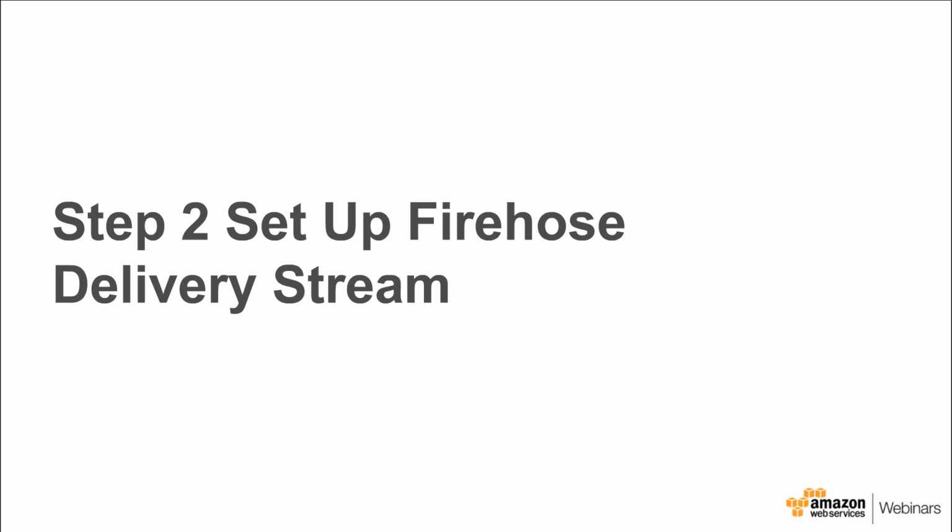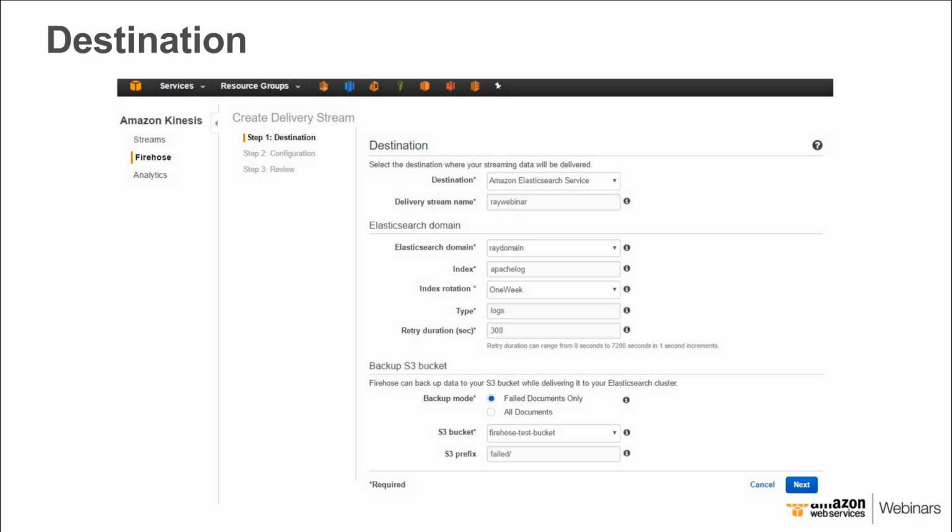Now step two, set up the Firehose delivery stream. If you recall, this will be your real-time ingestion pipeline that continuously ingests, transforms, and then loads the data into the Elasticsearch cluster. You go to Firehose console. Step one, you will configure destination information. In this case, I will choose Amazon Elasticsearch service as my destination, and then name it Ray Webinar as my delivery stream name. Then I'll put in the domain name that I just created from the Elasticsearch cluster and also specify index and type, which will logically organize the data I'm going to ingest into the cluster.